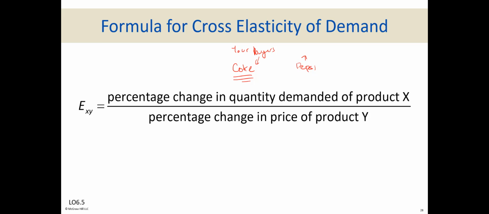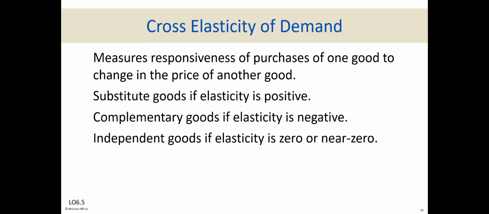So it is the percentage change in quantity demanded for product X, let's say Coca-Cola, and you want to understand their responsiveness to a change in price of Pepsi. That's the cross-price elasticity. Cross-price elasticity measures responsiveness of purchases of one good to a change in the price of another good. And this time, the sign is important for cross-price elasticity. If you find a positive sign, then it's a substitute good. And if you find a negative sign for elasticity, it's a complementary good. And independent goods, if elasticity is 0 or near 0.